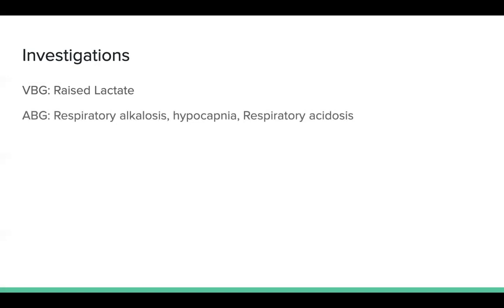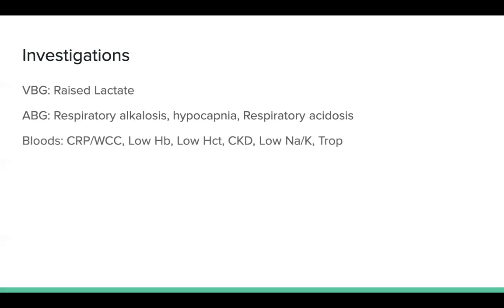If there's an indication to do an arterial blood gas, respiratory alkalosis or hypocapnia will be in keeping with a patient who has a PE. Respiratory acidosis might be seen in a patient who's got an infective exacerbation of COPD.